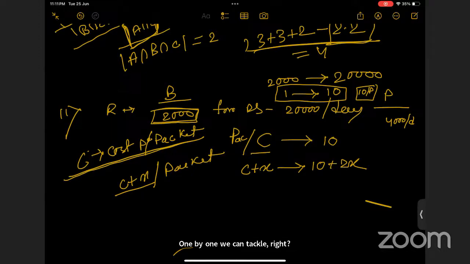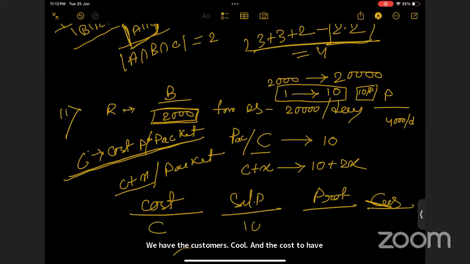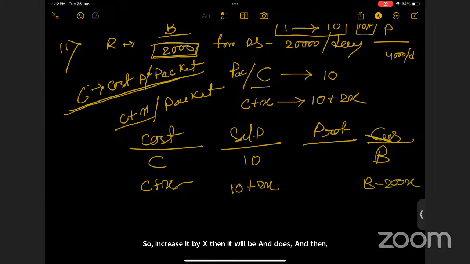So, however, when the price increases, first suppose we have the cost, we have the selling price, we have the profit, we have the customers. So when the cost was C, the selling price was 10. Then the profit we will take later, and the number of customers, suppose let's assume it as B. So if we increase the cost by X, then the selling price will be 10 plus 2X, and the customers will be B minus X. Right? We can get this one. So for the maximum profit, the cost price.